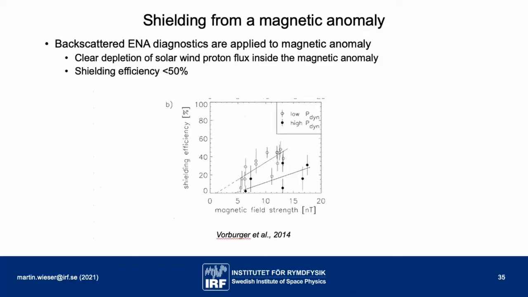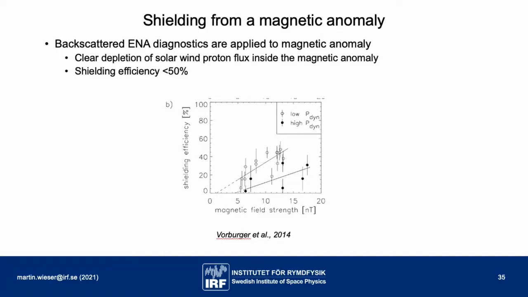How much of the solar wind flux is shielded from the surface by this anomaly? Vorburger et al. did a rather extensive study with all the Chandrayaan data, and here we have the statistical summary. So we have on the x-axis the magnetic field strength as observed by Lunar Prospector at 30 kilometers altitude, and on the vertical axis the shielding efficiency for the solar wind.